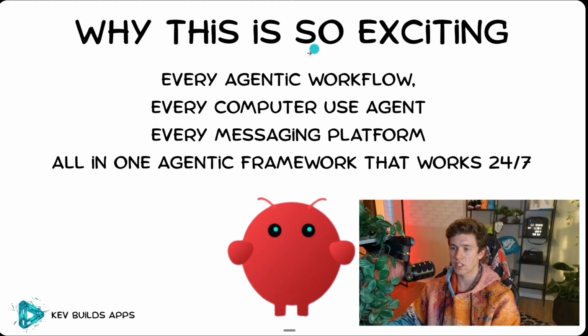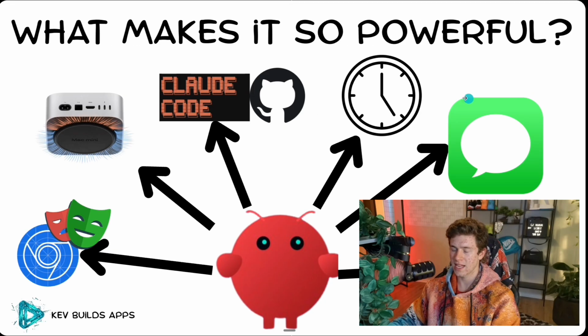platform that you want. So what this means is every agentic workflow that lived in n8n, for example, every computer use agent that we built on Playwright, every messaging platform that we wanted to build automations for can now live inside of this simple agentic framework that works 24/7. This is absolutely magic. Once again, I can't believe I'm even making this video.